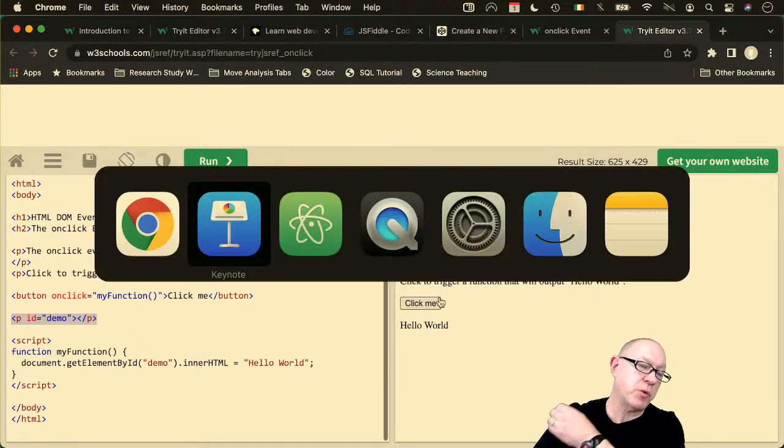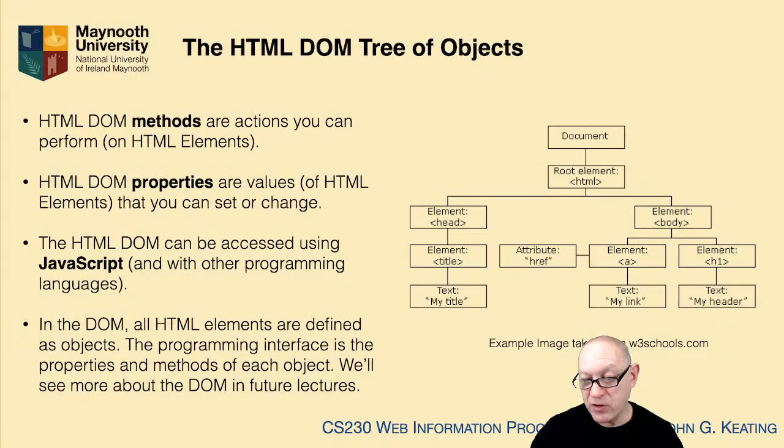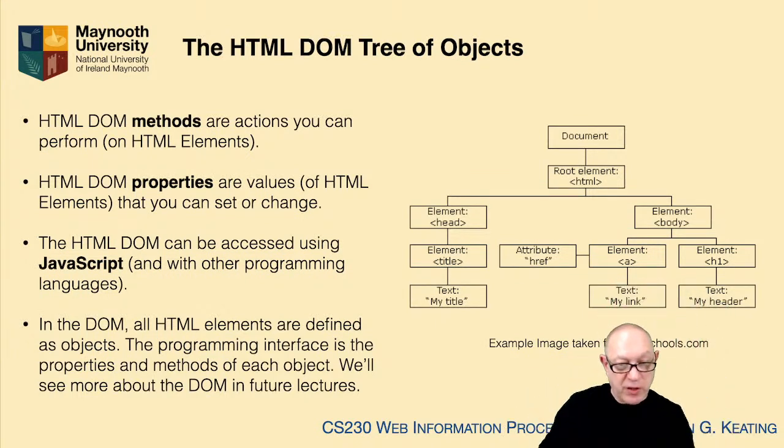And it is important that you understand this early on as to the structure of HTML. So you have this HTML document, which when it's loaded by the browser creates this HTML DOM model, and that's used to draw the page and allow you to engage with the page and to style the page. So the properties change what it looks like, and JavaScript is used to manipulate it. So in the DOM, all the elements are defined as objects. The programming interface is the properties and methods of each object. And we're going to see more about that as we work through the lecture.